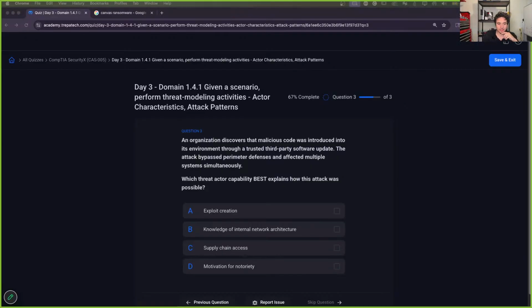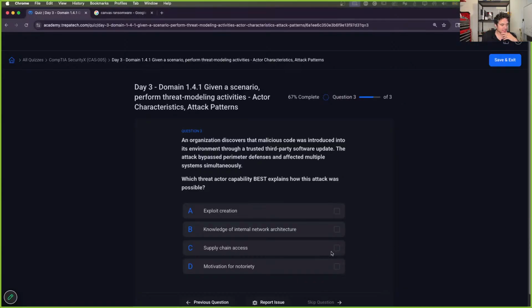Okay, question 3. An organization discovers that malicious code was introduced into its environment through a trusted third-party software update. So, trusted third party, so we're thinking vendor, supply chain. The attacker bypassed perimeter defenses and affected multiple systems simultaneously. Which threat actor capability best explains how this attack was possible?